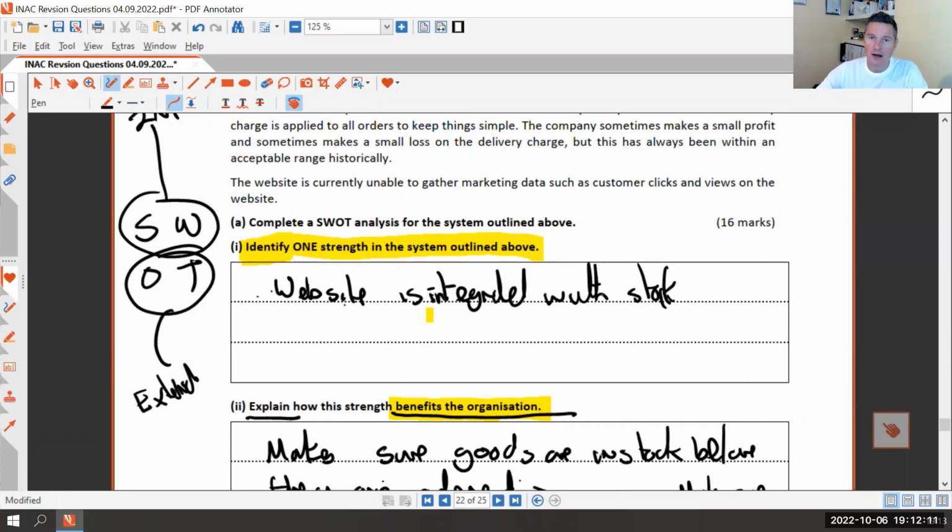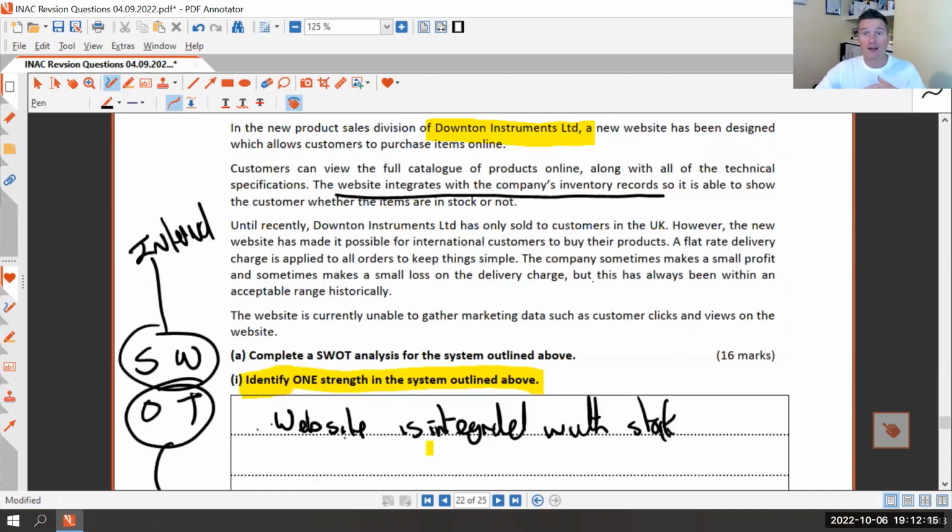Oh, well, we know what the question is. To save scrolling down and then scrolling back up, the next question is identify a weakness. So can anyone identify a weakness in these systems? Yeah, the website can't gather marketing data. We'll go with that. Like that one? I'll go with that. So the website can't gather marketing data.